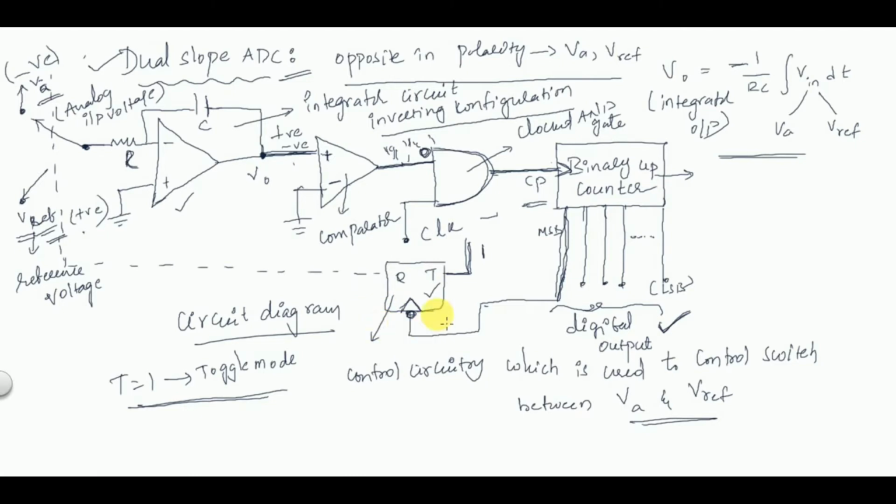This T flip-flop is basically a control circuitry which is used to control the switch between VA and V reference. So these are the important components of the dual slope ADC circuit. Let us now do the analysis part. Let me take one more slide.